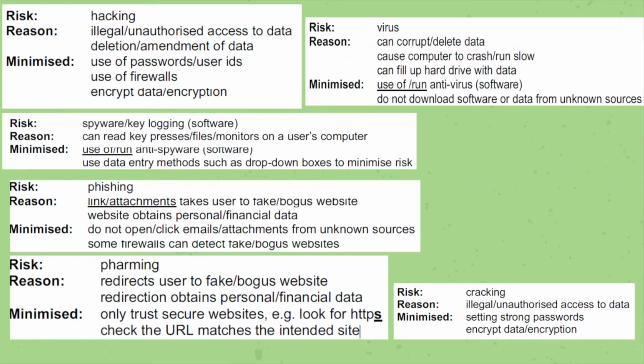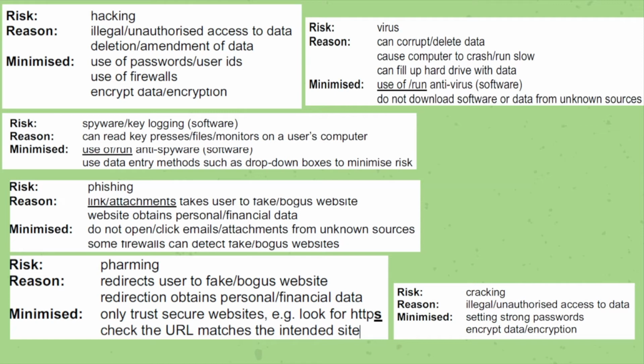First one, hacking. So here there is hacking, phishing, pharming, virus, which we have already seen, and I will explain that fast. Hacking is the illegal access to data. Pharming is where the user is redirected to fake websites to obtain personal data. Phishing is where a link or attachment from mail takes the user to a fake website for stealing their personal data. Virus can corrupt data, cause the computer to crash, and can fill up the hard drive with data.